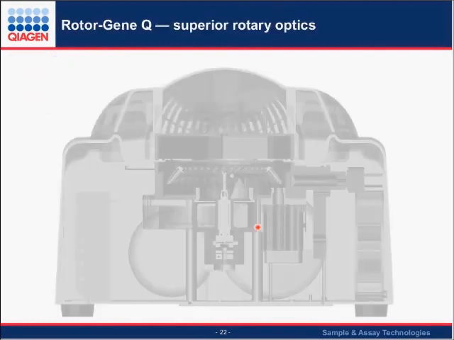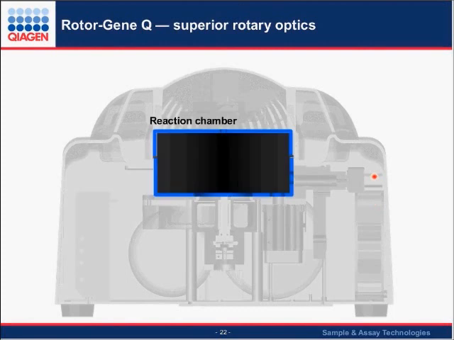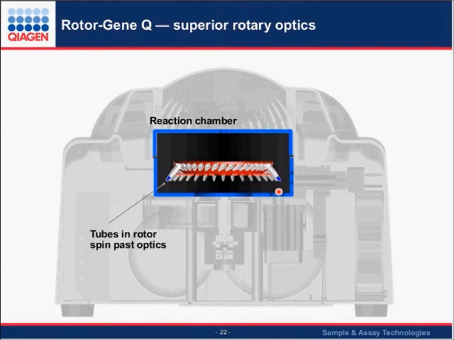So the Rotor-Gene Q, which is QIAGEN's thermal cycler, is not a plate-based cycler. You'd be very familiar with these 96-well plates. Instead, we have a rotary system. We have a reaction chamber here, and into the reaction chamber we have our disc that contains our samples. So this is a rotor, and there's a number of samples. It can be anywhere from 36 to 100 samples in that disc.